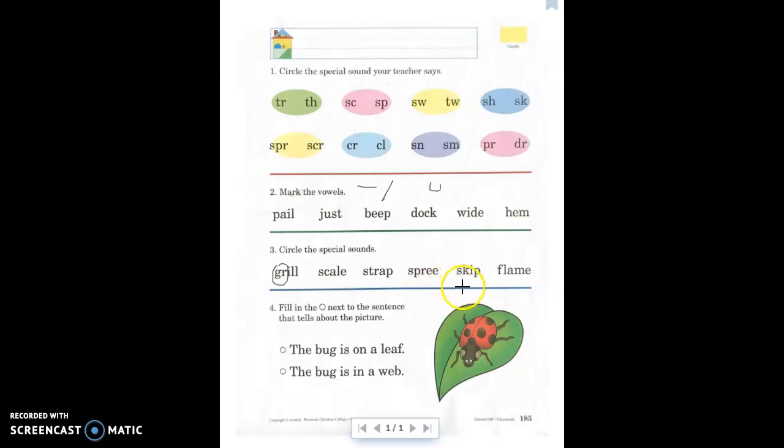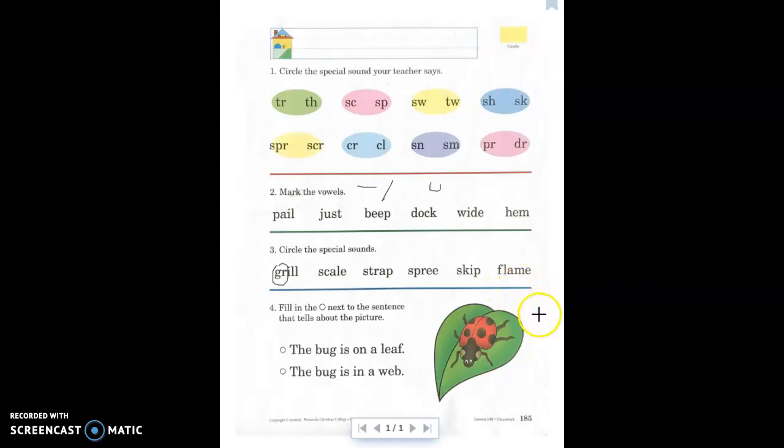In the word skip, I need you to circle the letters that make the sk sound. And finally, in the word flame, I need you to circle the letters that make the fl sound. Okay? If for some reason you didn't catch any of these, you can play the video over and redo them.